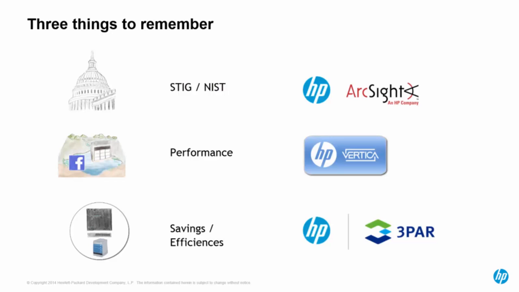When it comes to performance and data analytics, take a close look at Vertica. Vertica is an awesome product, has always been a great product, and is really state-of-the-art when it comes to performance and the ability to ingest very large amounts of data. And then, of course, when it comes to savings and efficiency, look at technologies like SDN and 3PAR, which offer thin provisioning and storage flexibility within your environment that is unparalleled in the industry.